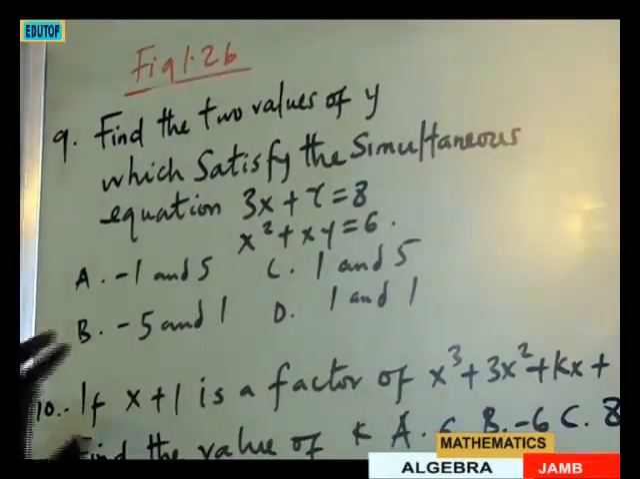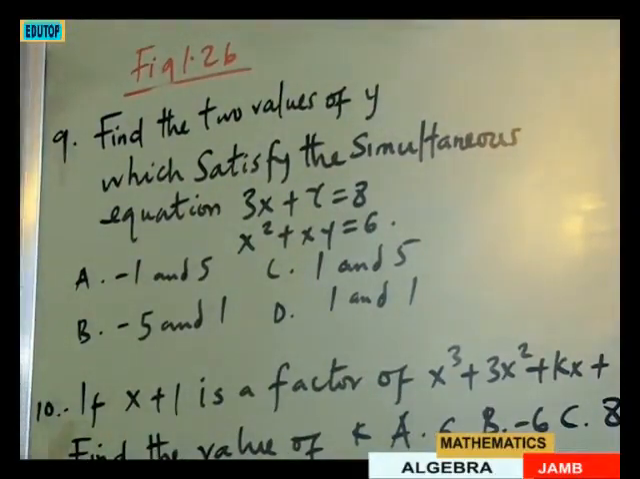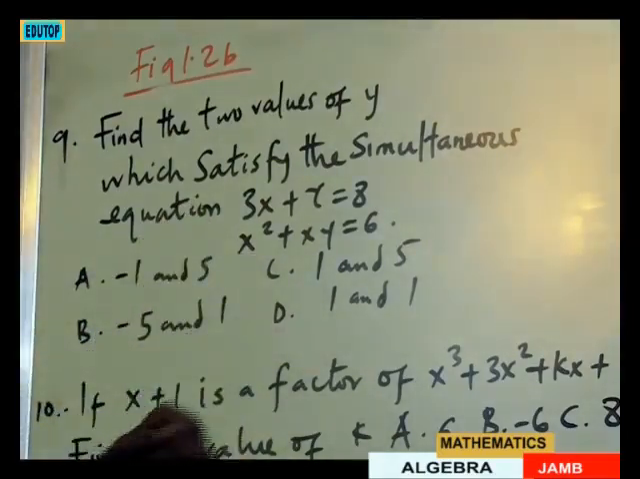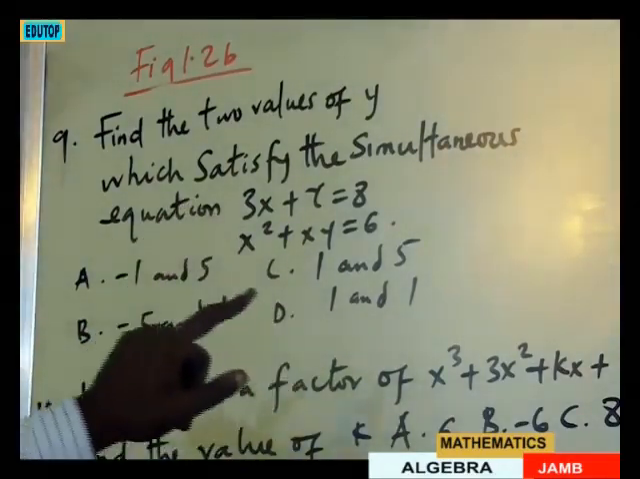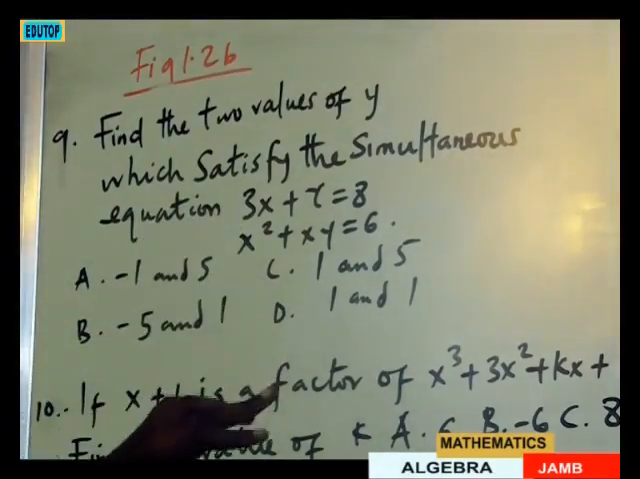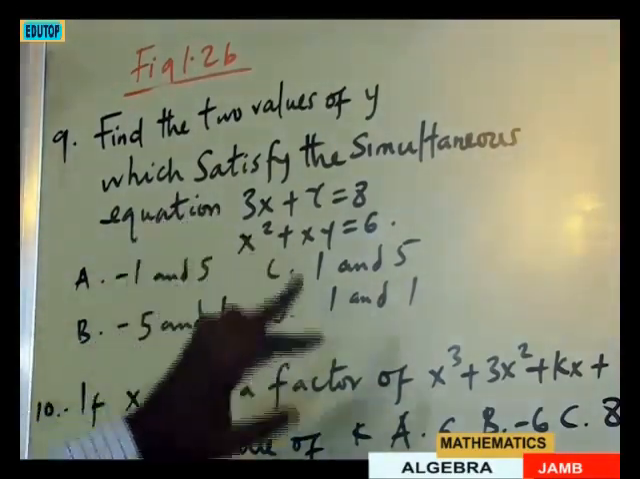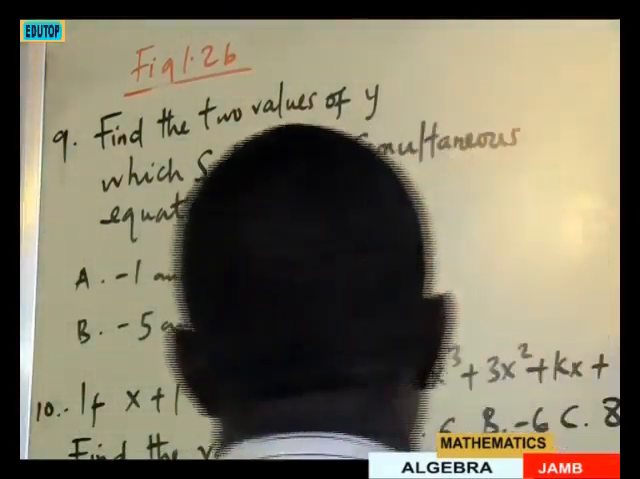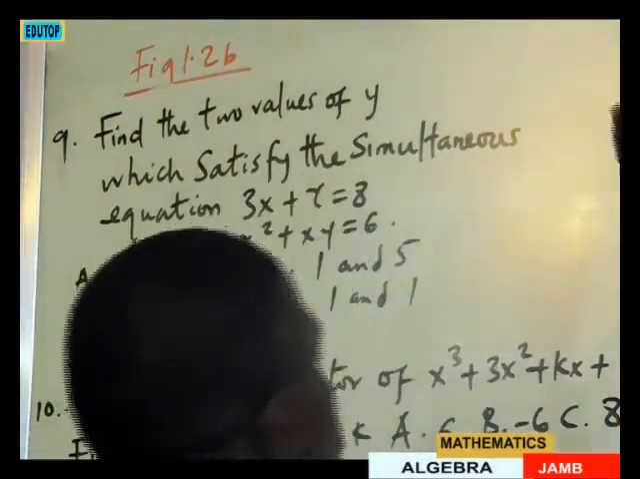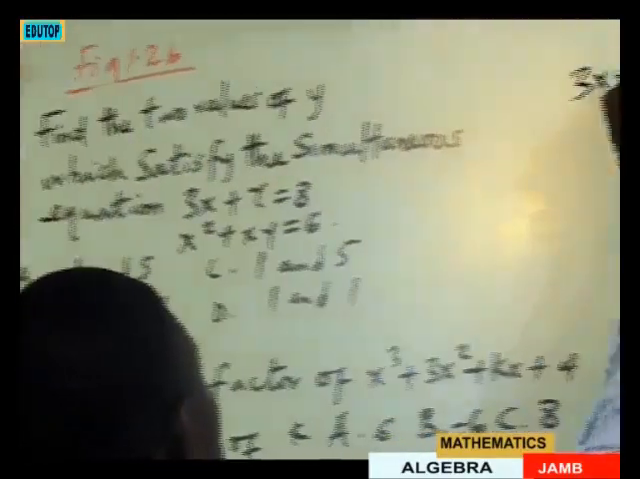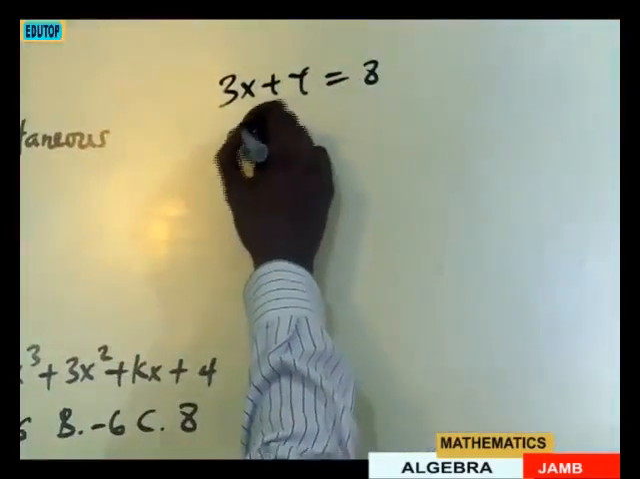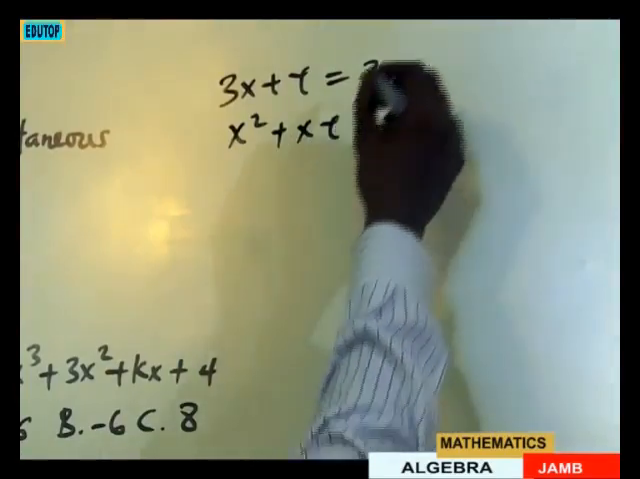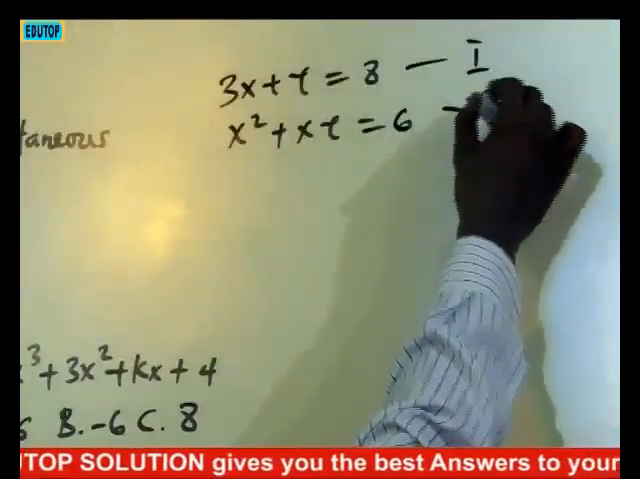Now, question 9. We also have this type of question structured from the subtopic aforementioned. That is, one quadratic, one linear, in form of a simultaneous equation. So if you are to answer this question, the first thing that will come to our mind is that we have 3x plus y equals 8, then x squared plus xy equals 6. Let's call this equation 1 and this equation 2.